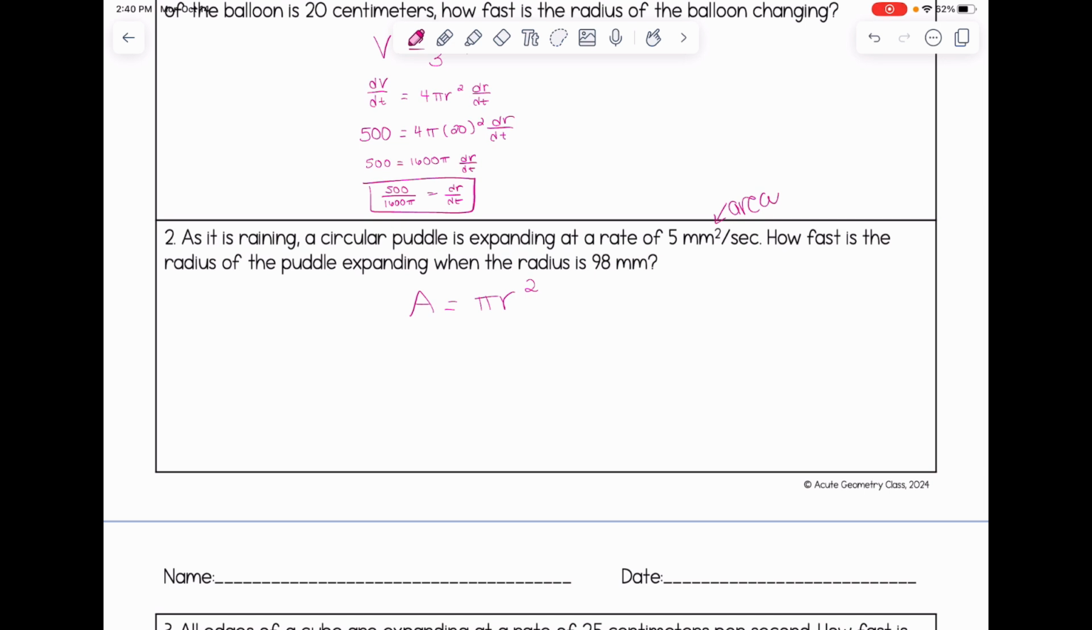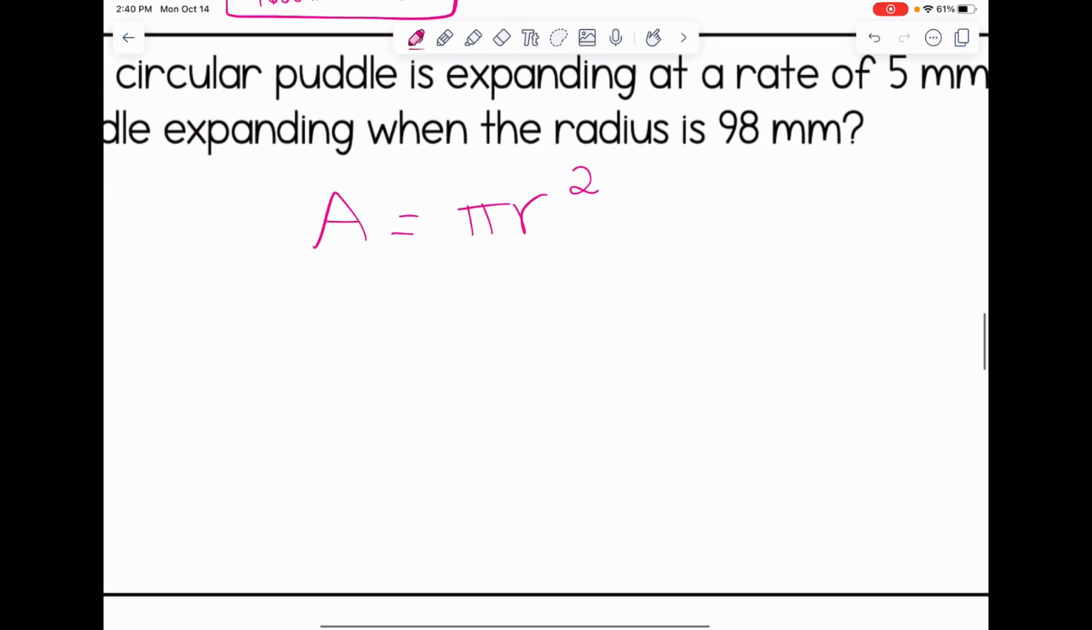So you have to pull from the problem a few key pieces that we can use to put together an equation. So we know it's circular, we know we're talking about area, and that's why I chose the area of a circle formula. Now let's differentiate. So this is going to be dA/dt. Use the power rule over on the right, so that's 2 pi r dr/dt.